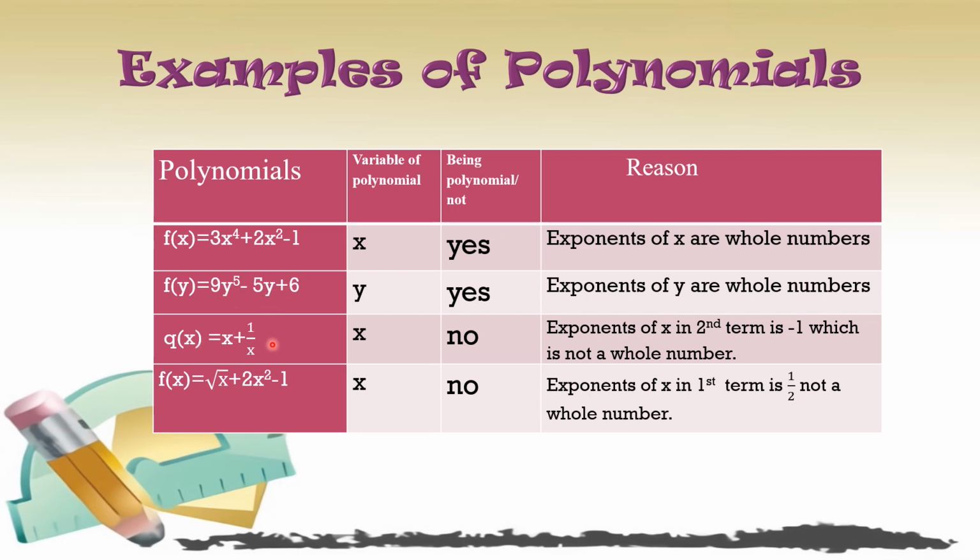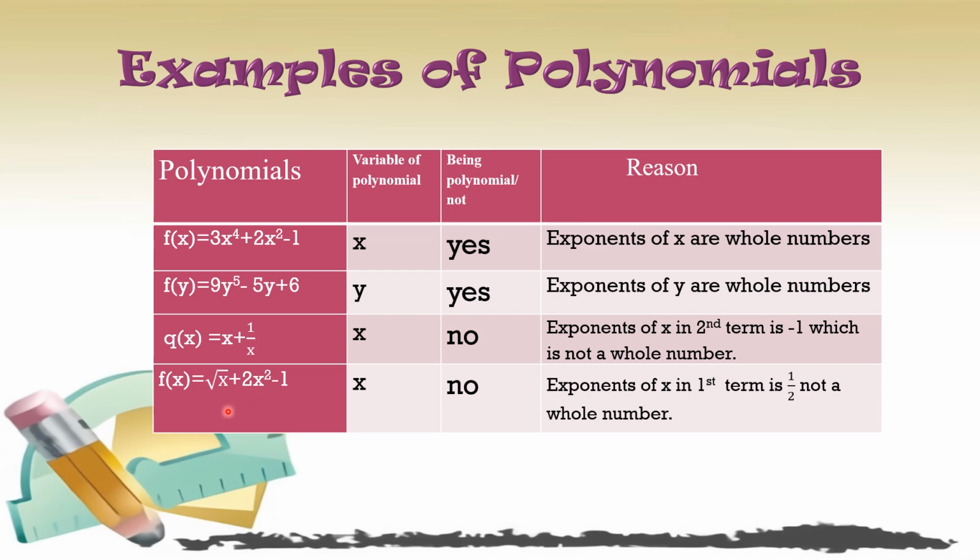But if you see this question, q(x) which is equal to x plus 1 over x, then it is not a polynomial. Okay, why? Because the variable of this polynomial is x, and the reason why it is not a polynomial: if you look at this second term 1 over x, its degree is minus 1, but minus 1 is not a whole number, right? So that is why it will not be a polynomial.